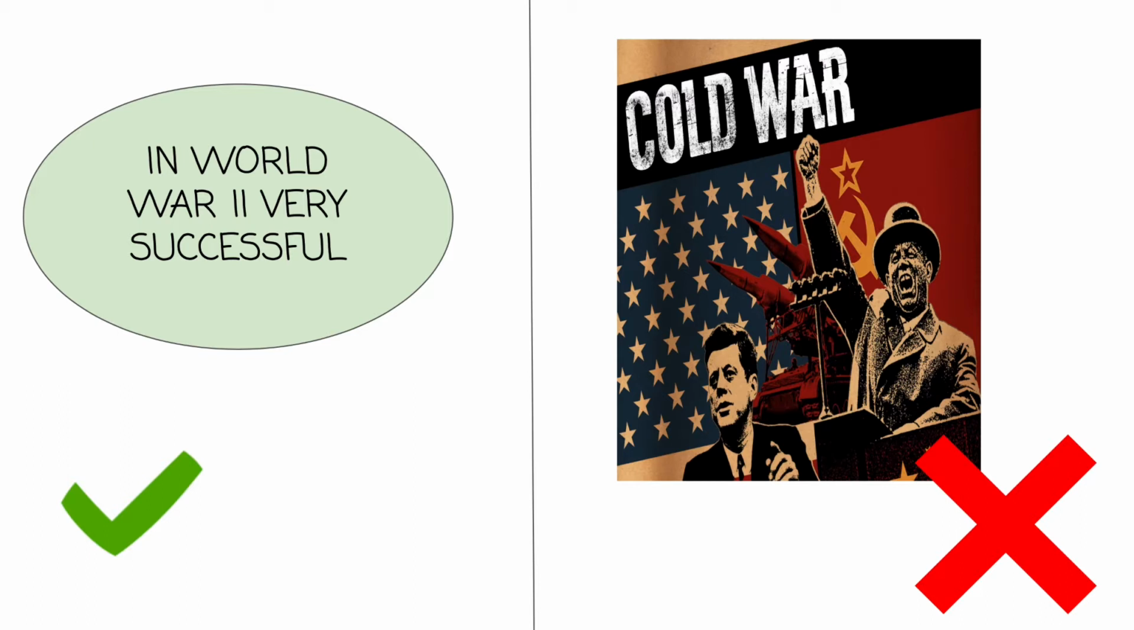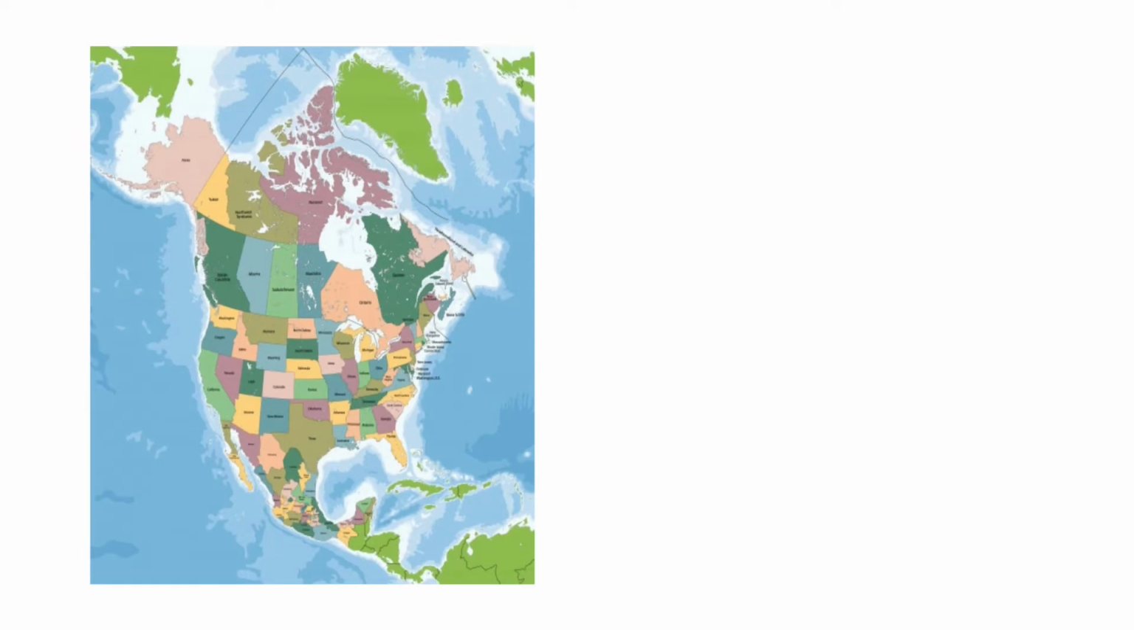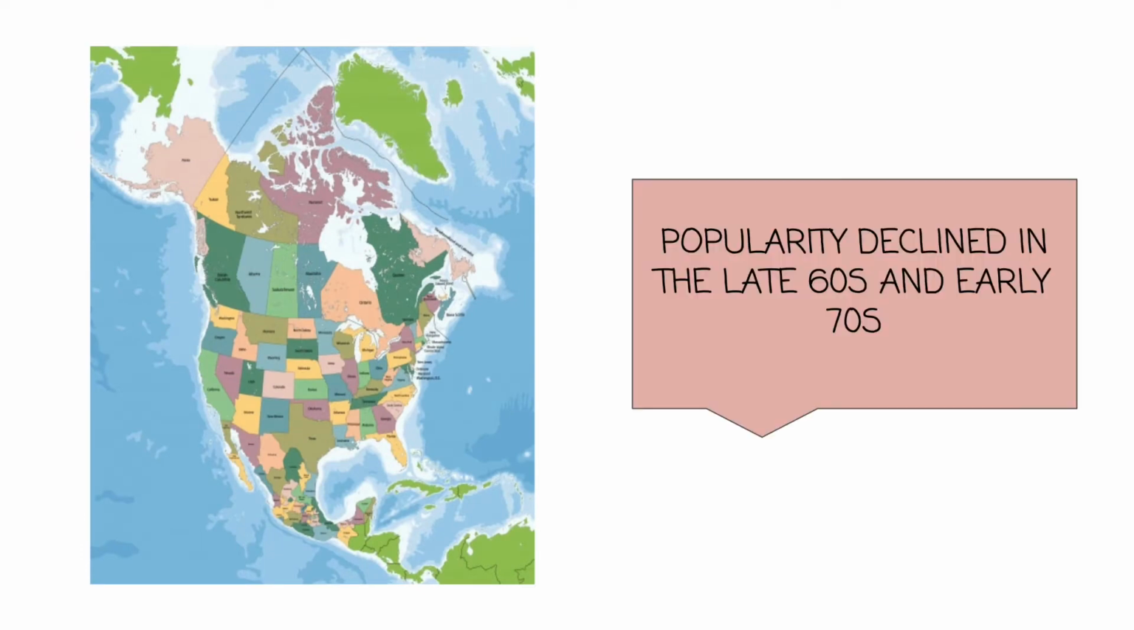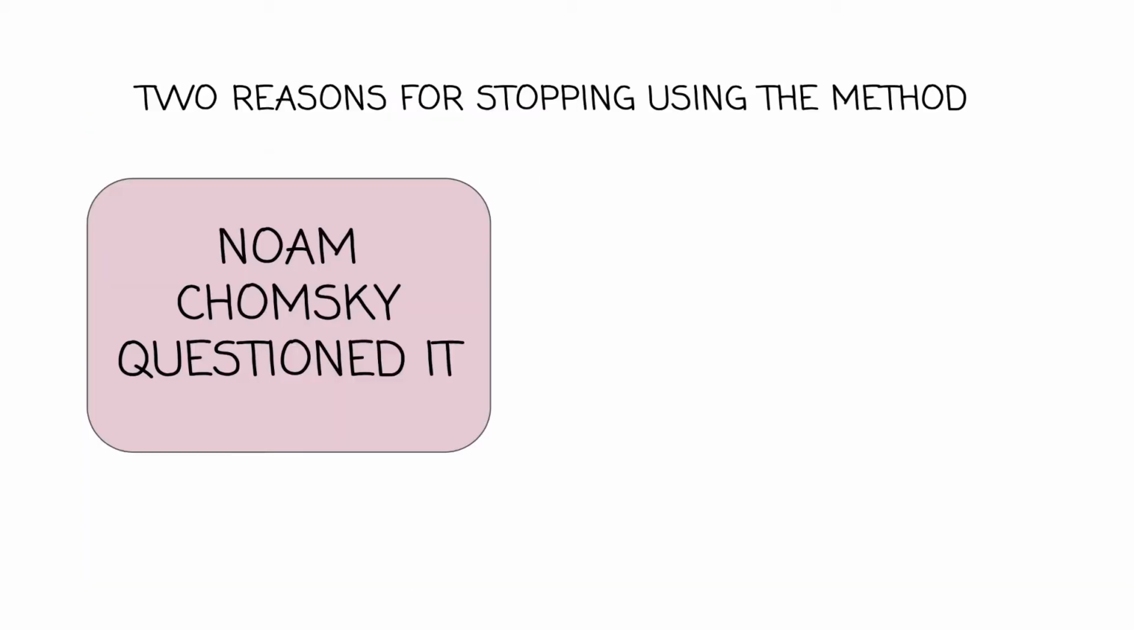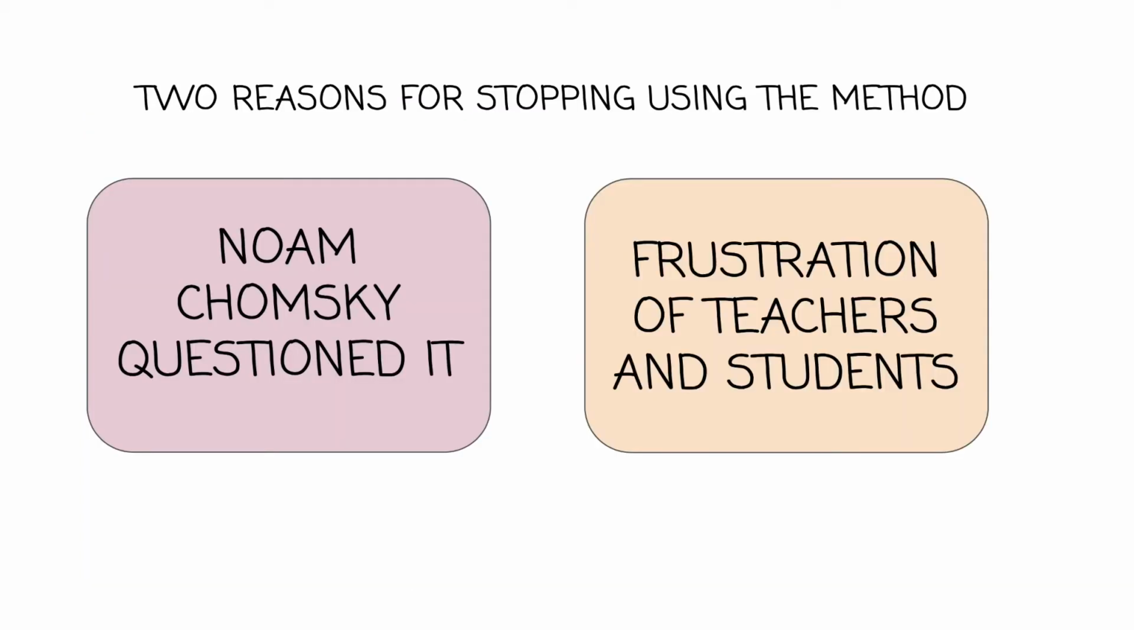Later, the method was used all over the US and Canada, but its popularity declined in the late 60s and early 70s. This was because of two reasons. One being Noam Chomsky, who questioned the method because he did not agree that external motivation alone is an effective method of learning a second language. And the other being that both teachers and students were frustrated by the lack of explanations for the grammar, as well as the memorization and drilling did not teach them efficiently. And so, the method was abandoned, but practices like drilling and dialogue learning are still used in other methods.